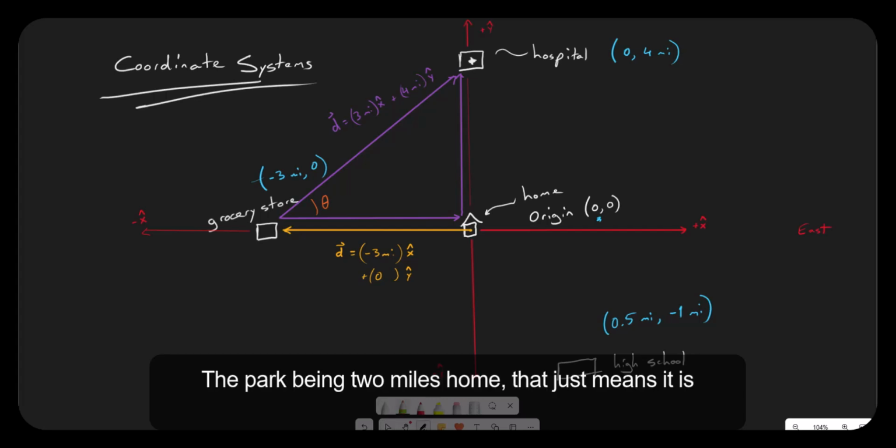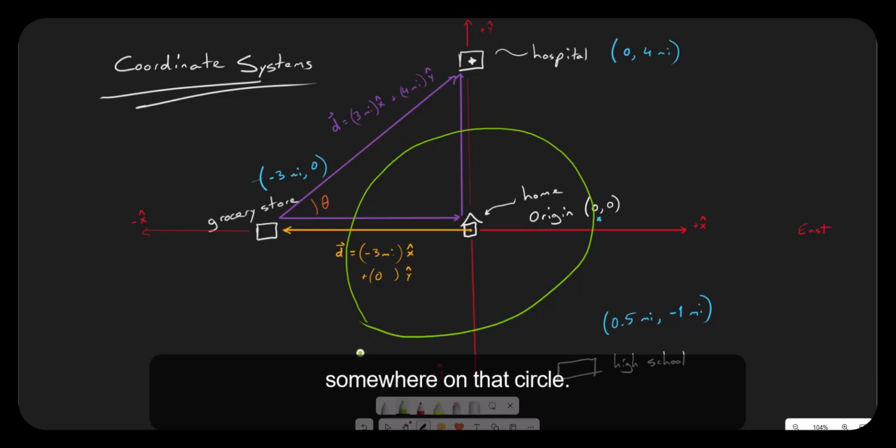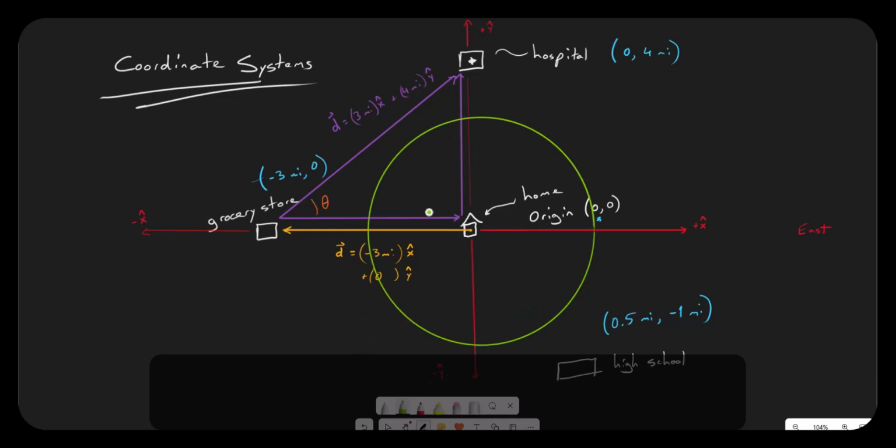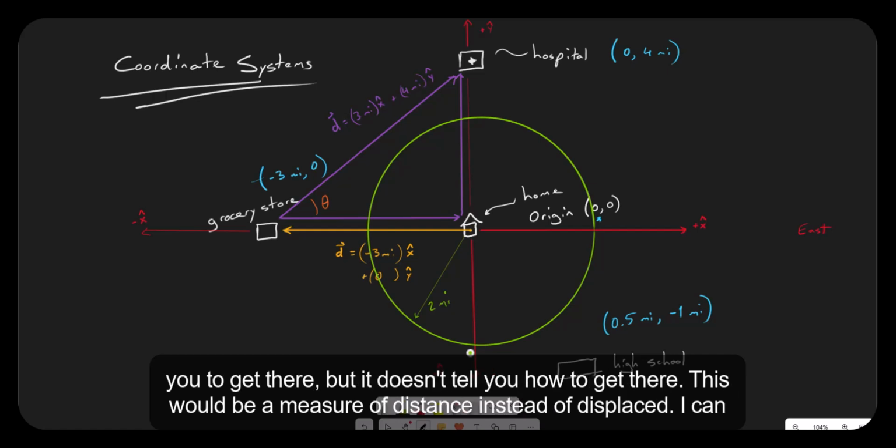The park being 2 miles from home, that just means it is somewhere on that circle. I can't tell you just where. I just know it's 2 miles away. It could be in any of those spots. It does give you a decent idea of how long it's going to take you to get there, but it doesn't tell you how to get there. This would be a measure of distance instead of displacement.